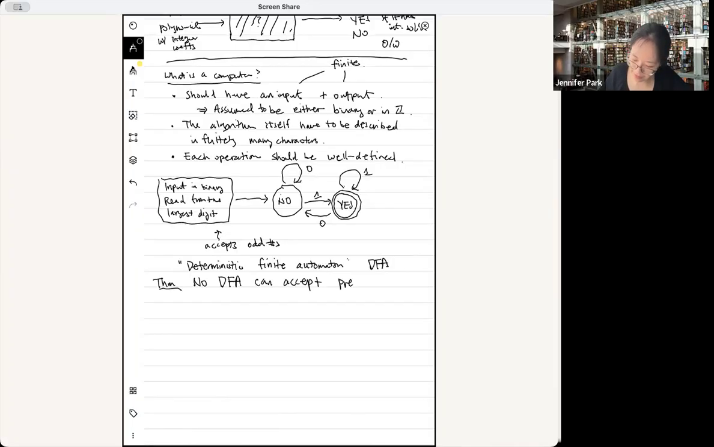precisely the inputs of the form zeros followed by ones, with the same number of each. If I asked you whether you could build a DFA that accepts 01, 0011, 000111, and so on, and nothing else, that does not exist.